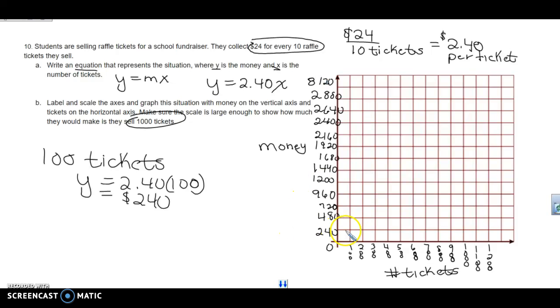Once you've got it labeled, then you're ready to plot your points. So 100 tickets is going to be $240. 200 tickets is going to be $480. 300 will be $720. 400, and if you're using a scale of 240 on the y, you're going to start to see a pattern here. And remember up here, to make sure 1,000 tickets fit, 1,000 tickets is going to cost $2,400, or that's how much they're going to make.